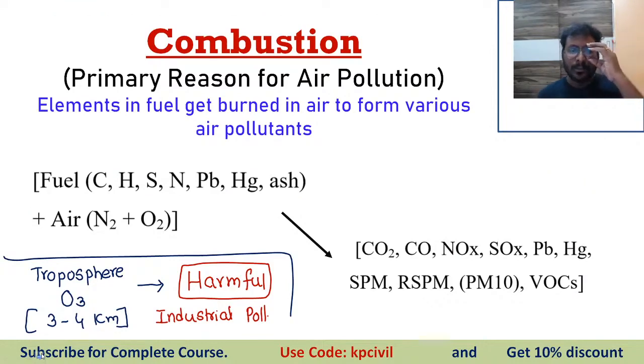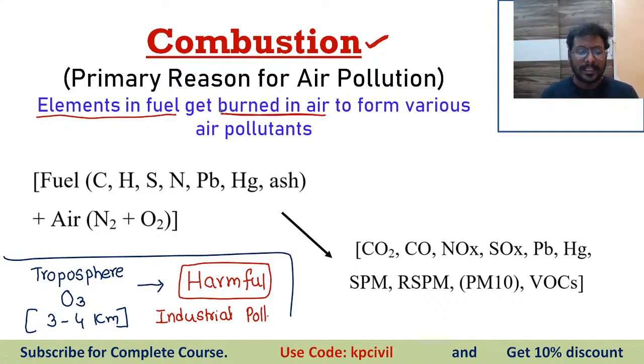Then, coming to air pollution, why and how does air pollution take place? The primary reason for air pollution is combustion. Combustion is the primary reason for air pollution. So, we are burning fuels, and the elements in the fuel are burned in air.